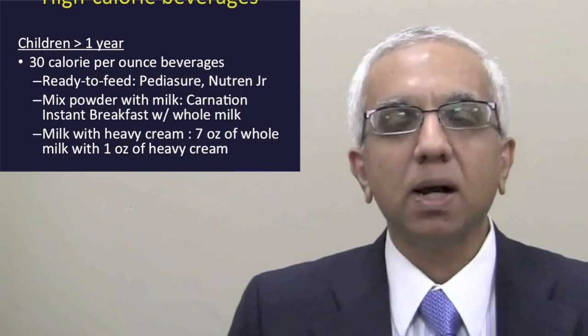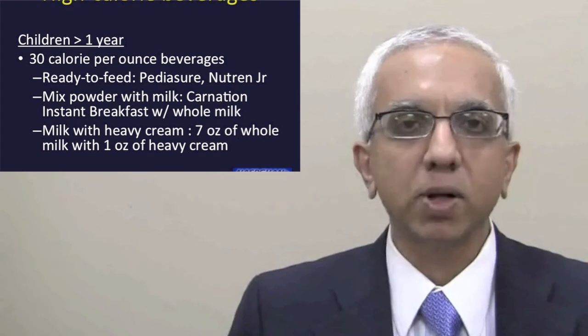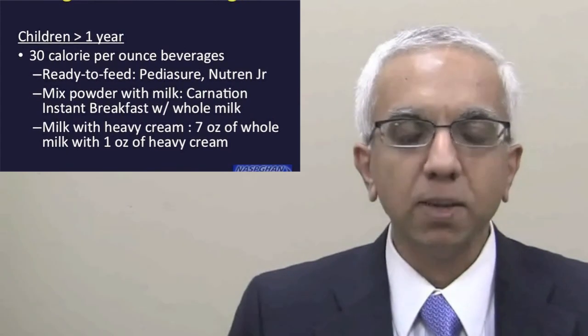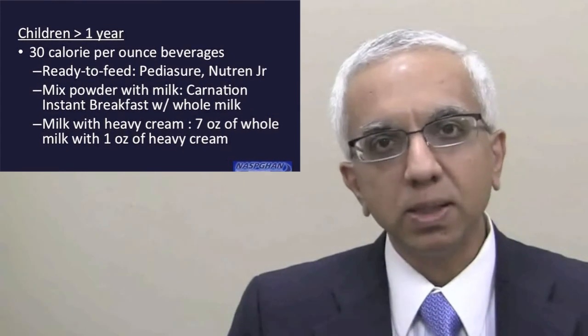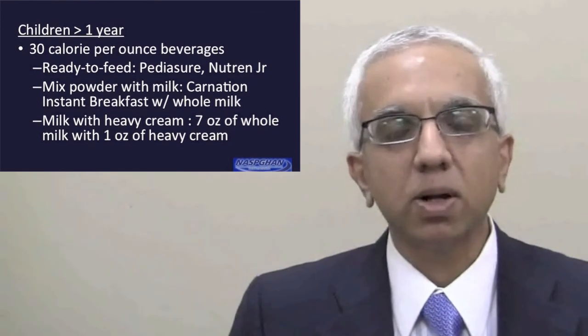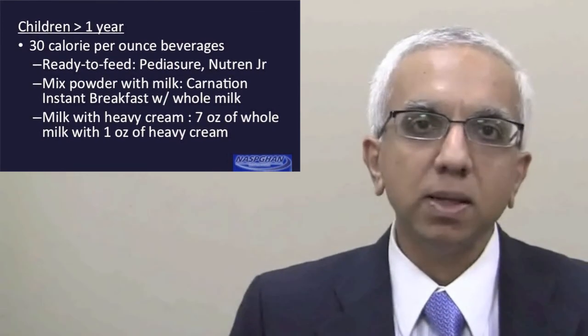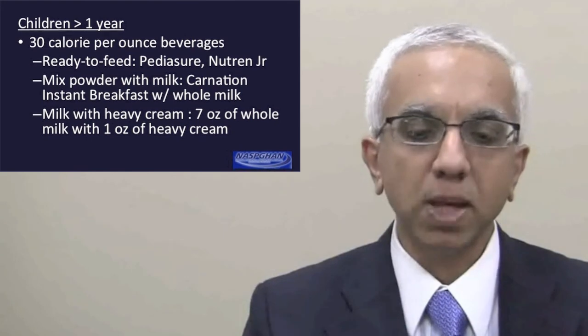The final approach is to use whole milk, 7 ounces of whole milk with 1 ounce of heavy cream. It will still give you the 30 calorie per ounce beverage, but not necessarily with all the vitamins and minerals that you may want to add.